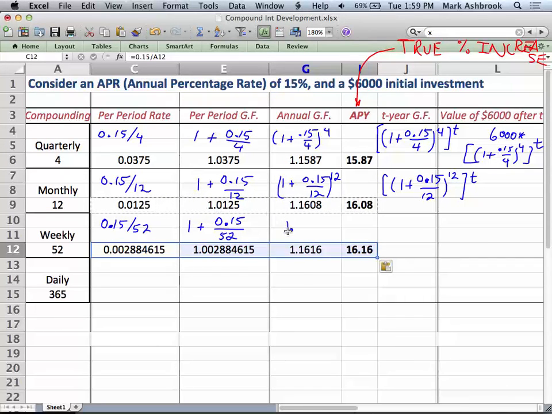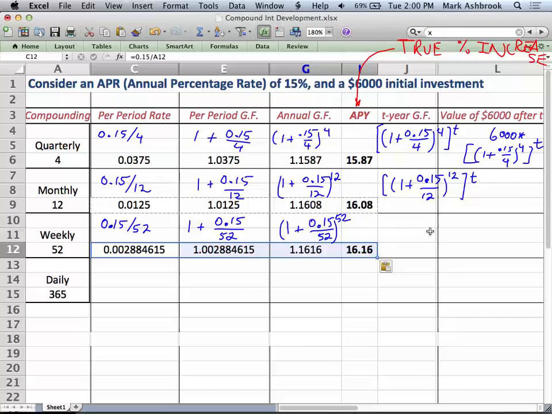You take that and you express the power of 52. Who can explain why? Why do we raise that to the 52nd power? Brian. This is being compounded weekly, multiplied by itself 52 times. So if that's our weekly multiplier, if we want a yearly multiplier, we need that weekly multiplier multiplied together 52 times. So that gives us the yearly multiplier.